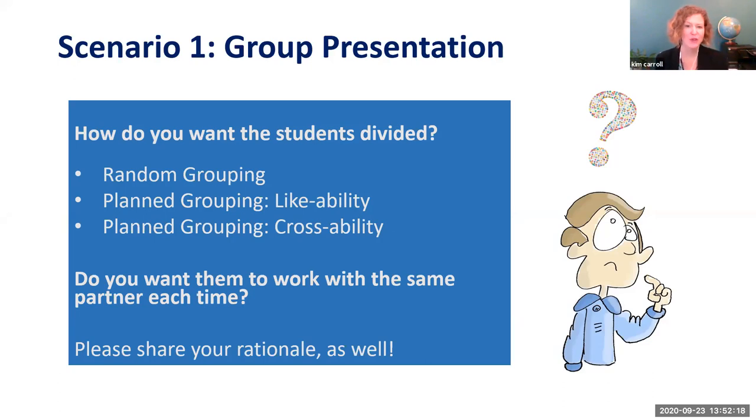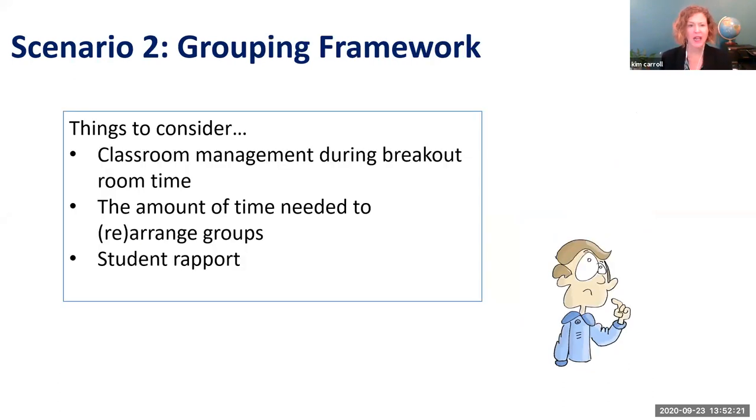So let me share with you what I decided in my group. I wanted to consider classroom management during breakout room time. Someone mentioned that earlier today. How do we manage the smaller groups? So I wanted to think about that. And I wanted to consider the amount of time that it takes to rearrange groups. Once I've put people in groups once, how much time does it take to reorganize them? And third, I wanted to think about student rapport. I wanted to think about how would it be different if they had a new partner each time versus worked with the same partner for that 50-minute class period.